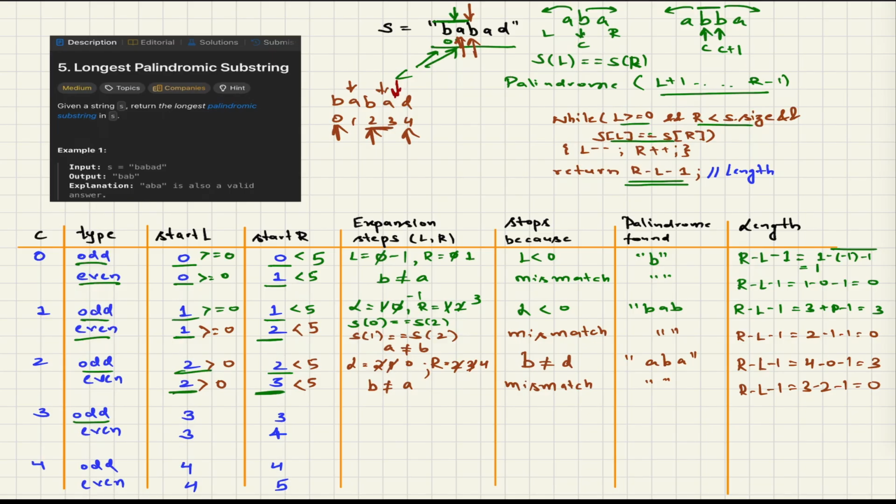So, okay. This is greater than 0. This is less than 5. My L currently is 3. My R currently is 3. Is S of L equal to S of 3? Yes, it is. I decrease this and I increase this. Is B equal to D? Again, B is, sorry, yeah, B is not equal to D.